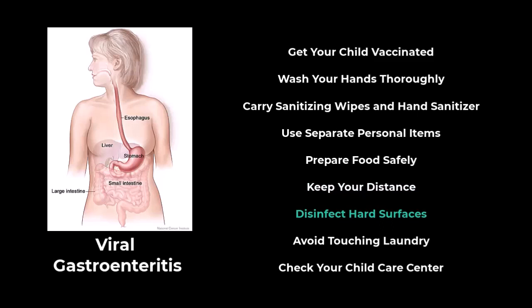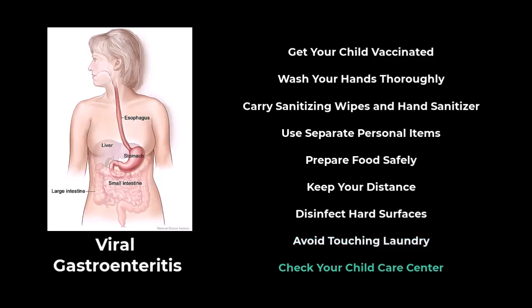Disinfect hard surfaces. If someone in your home has viral gastroenteritis, disinfect hard surfaces, such as counters, faucets, and doorknobs, with a mixture of 5 to 25 tablespoons of household bleach to 1 gallon of water. Avoid touching laundry that may have been exposed to a virus. If someone in your home has viral gastroenteritis, wear gloves while touching laundry. Wash clothing and bedding in hot water and dry them on the hottest setting. Wash your hands well after touching laundry.